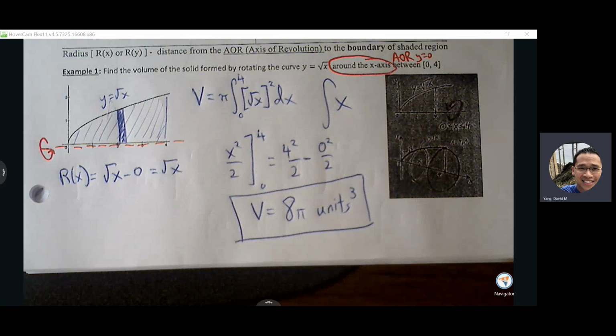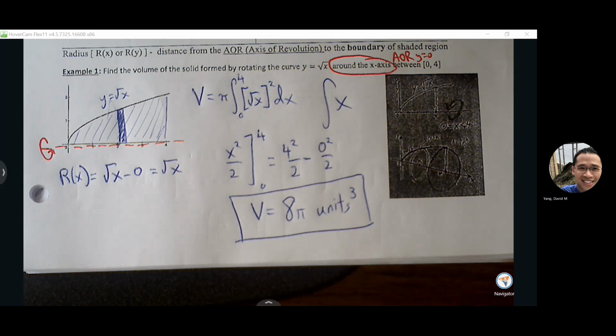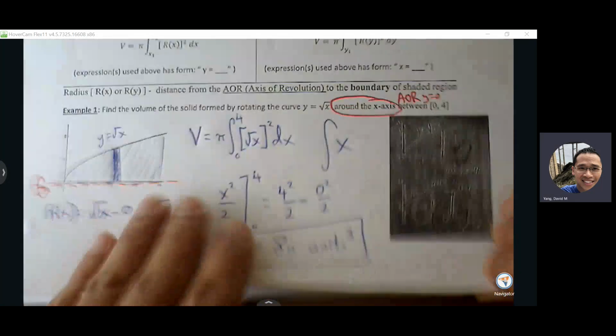Okay, so some slight adjustments, but again, we're gathering the same information like we would with area. We're just putting it into a different formula. Everybody okay so far? Okay, let's try another problem here. Back page.